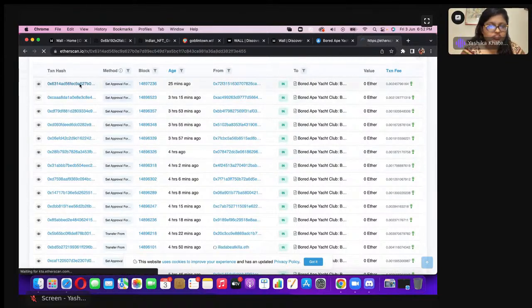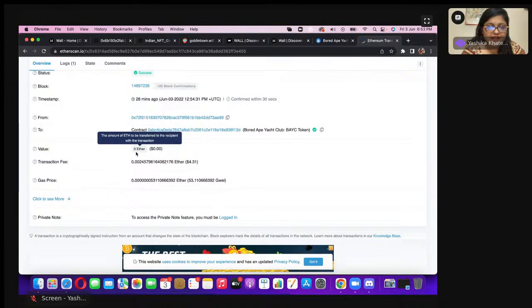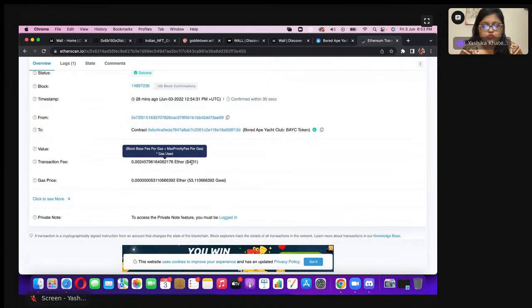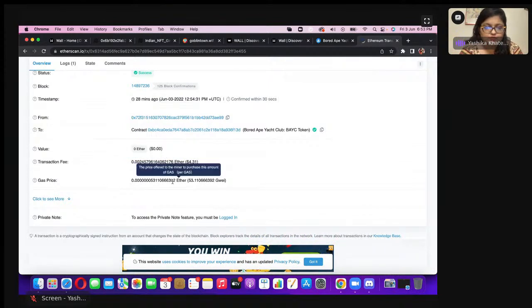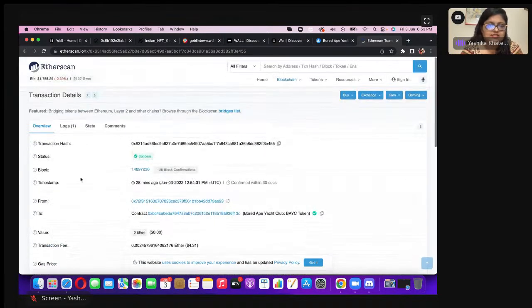If I click that transaction, I can understand which wallet it went to. It went to a contract, so it did not go to a wallet, but somebody interacted with the Bored Ape contract right now, and that's written here clearly. The value was 0 ether, which meant they minted something for free, probably, or they interacted with the token, where they just paid the gas price, which was equivalent to $4. And this was the gas price in ether. You can see everything related to the transaction here.